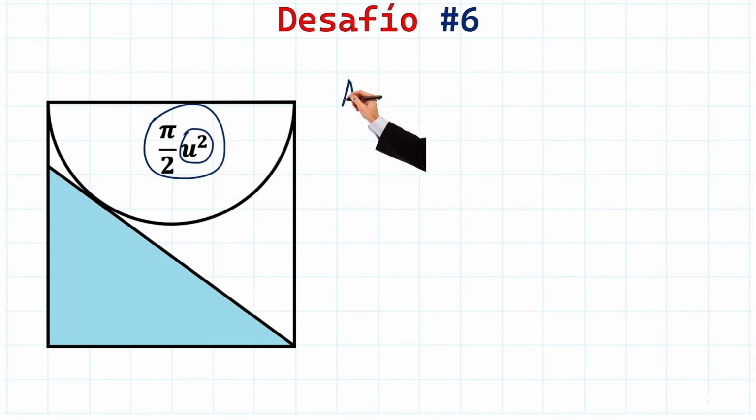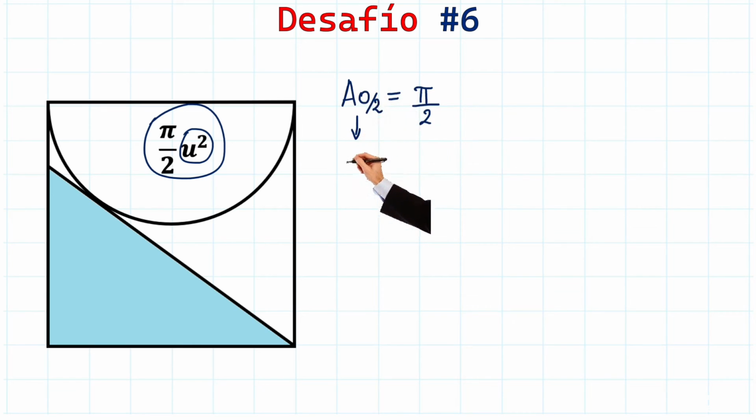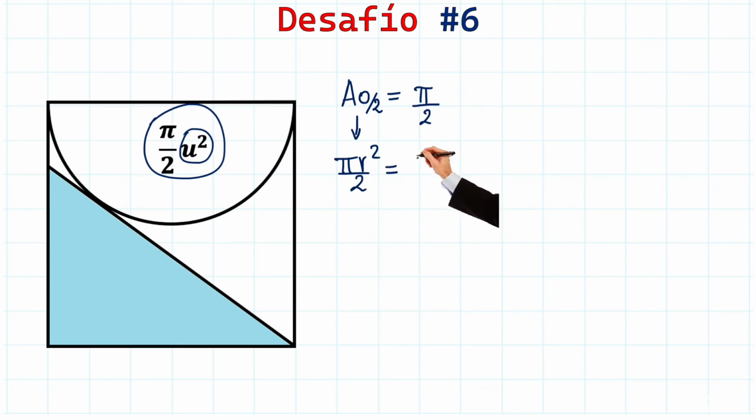So we can say that the area of a semicircle, which we will symbolize this way, is equal to pi over 2. We won't include the units right now, we'll add them at the end. So we have that the area of the semicircle is pi over 2. We also know that the area of a semicircle is pi times the radius squared divided by 2. So this is going to be equal to pi over 2.